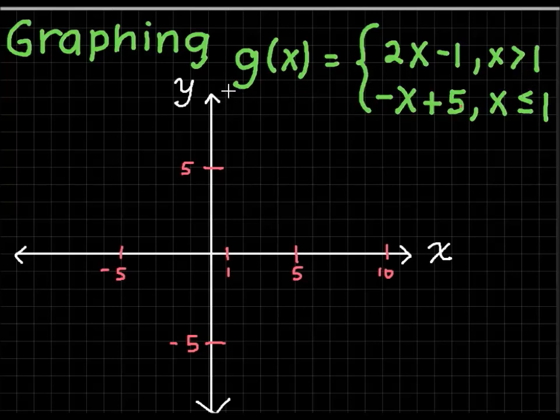I'm going to go right down the 1 where x is equal to 1 and make a dashed line. When I'm all done graphing both of my functions, that's going to tell me where I separate the two functions. I'm simply going to take the first one, 2x minus 1. I know that applies when x is greater than 1.